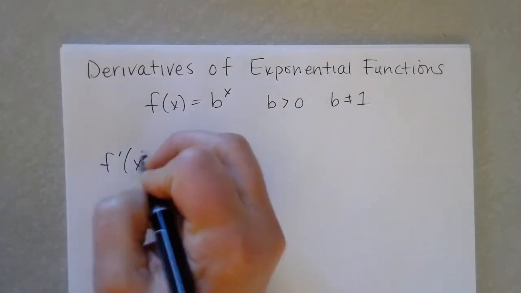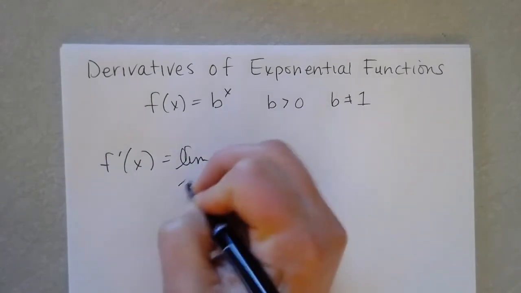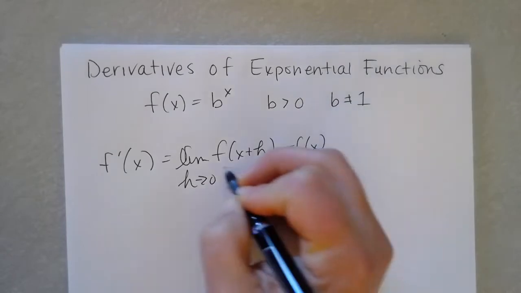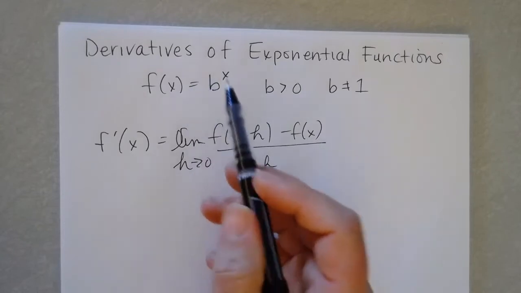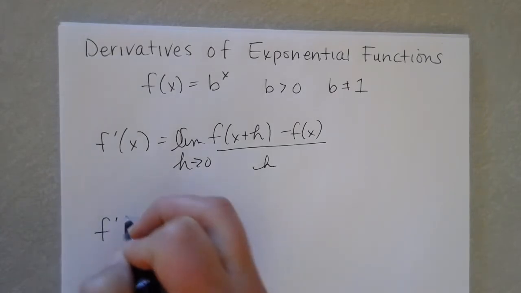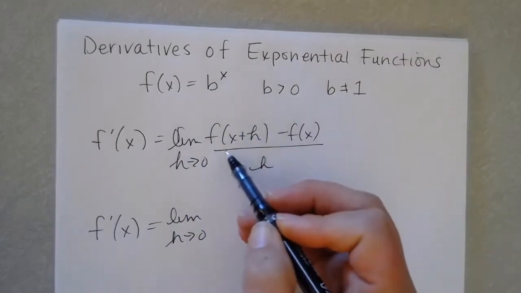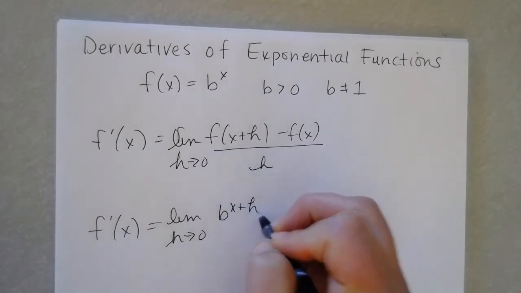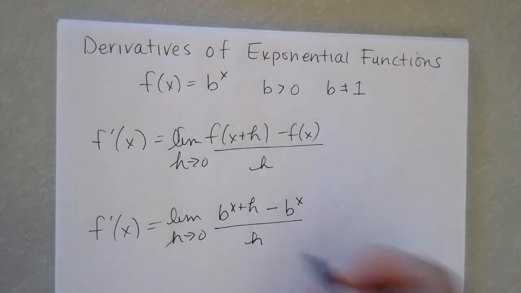So f prime of x is equal to the limit as h approaches 0 of f of x plus h minus f of x over h. We're going to use f of x equals b to the x. We're just going to use a base b because then it'll generalize for any base. So f prime of x is now equal to the limit as h approaches 0 of f of x plus h, meaning I put x plus h in for x. So this is b to the x plus h, and then minus the original f, which is just b to the x, all over h.